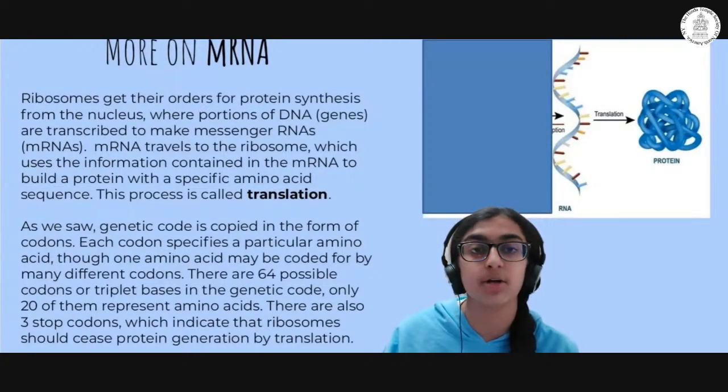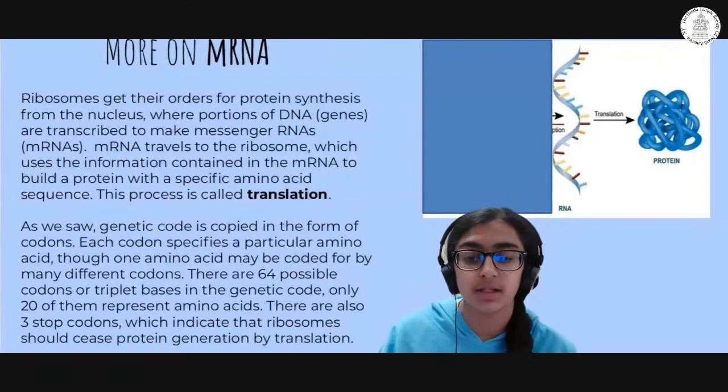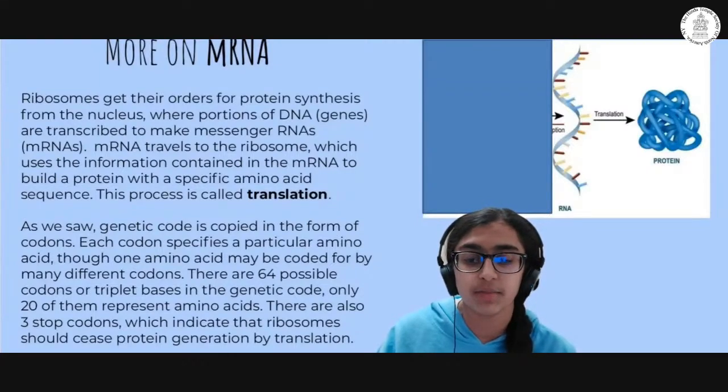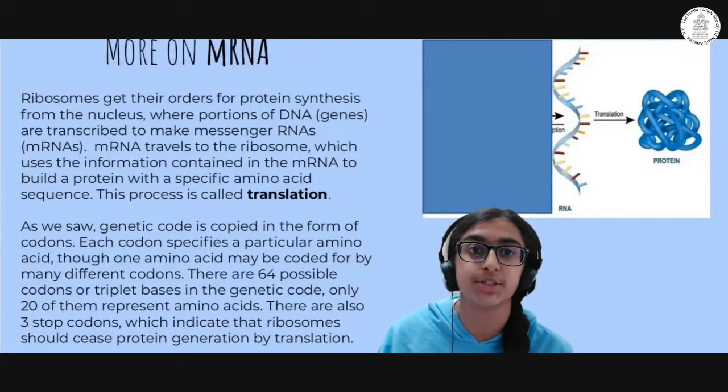This process is called translation. As we saw, genetic code is copied in the form of codons. Each codon specifies a particular amino acid, though one amino acid may be coded for by many different codons. There are 64 possible codons or triplet bases in the genetic code, but only 20 of them represent amino acids. There are also 3 stop codons, which indicate that ribosomes should cease protein generation by translation.